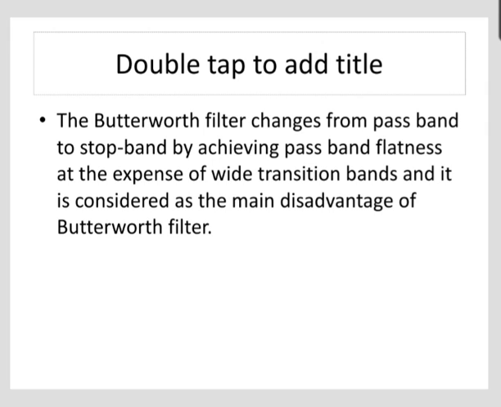The rate of fall of response of the filter is determined by the number of poles taken in the circuit. The pole number will depend on the number of reactive elements in the circuit, that is, the number of inductors or capacitors used in the circuit.